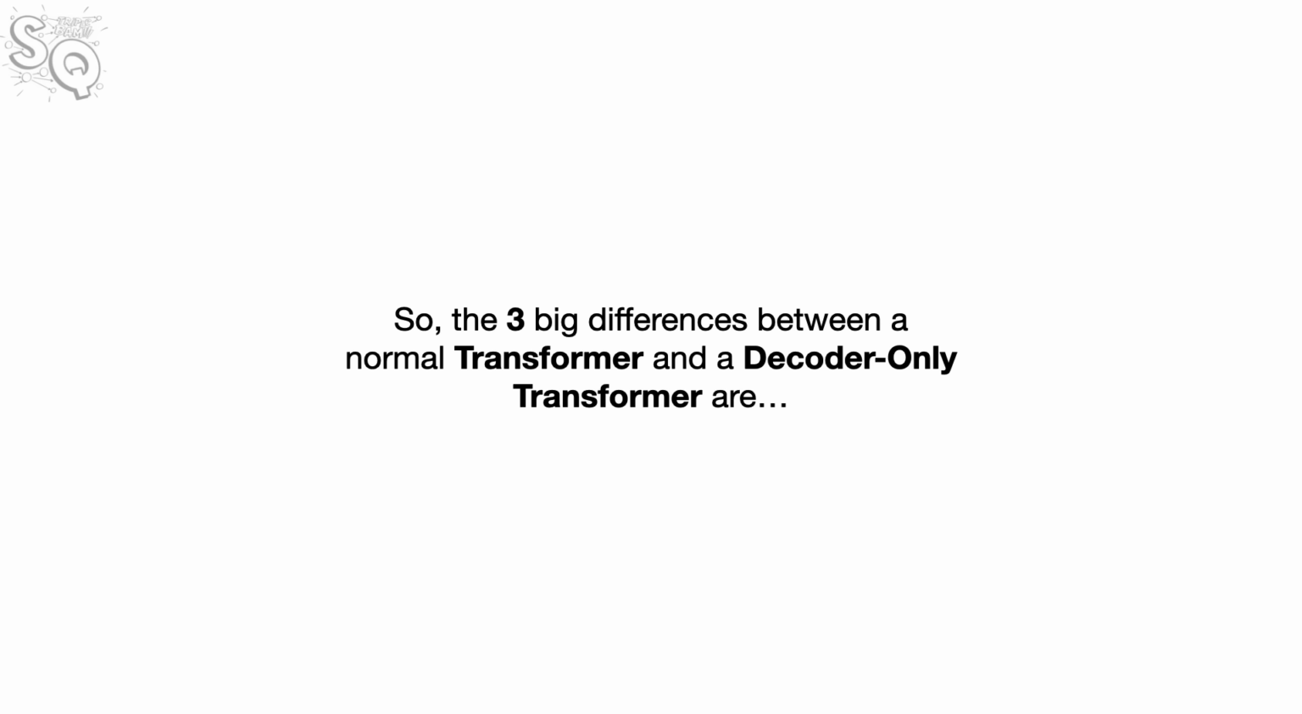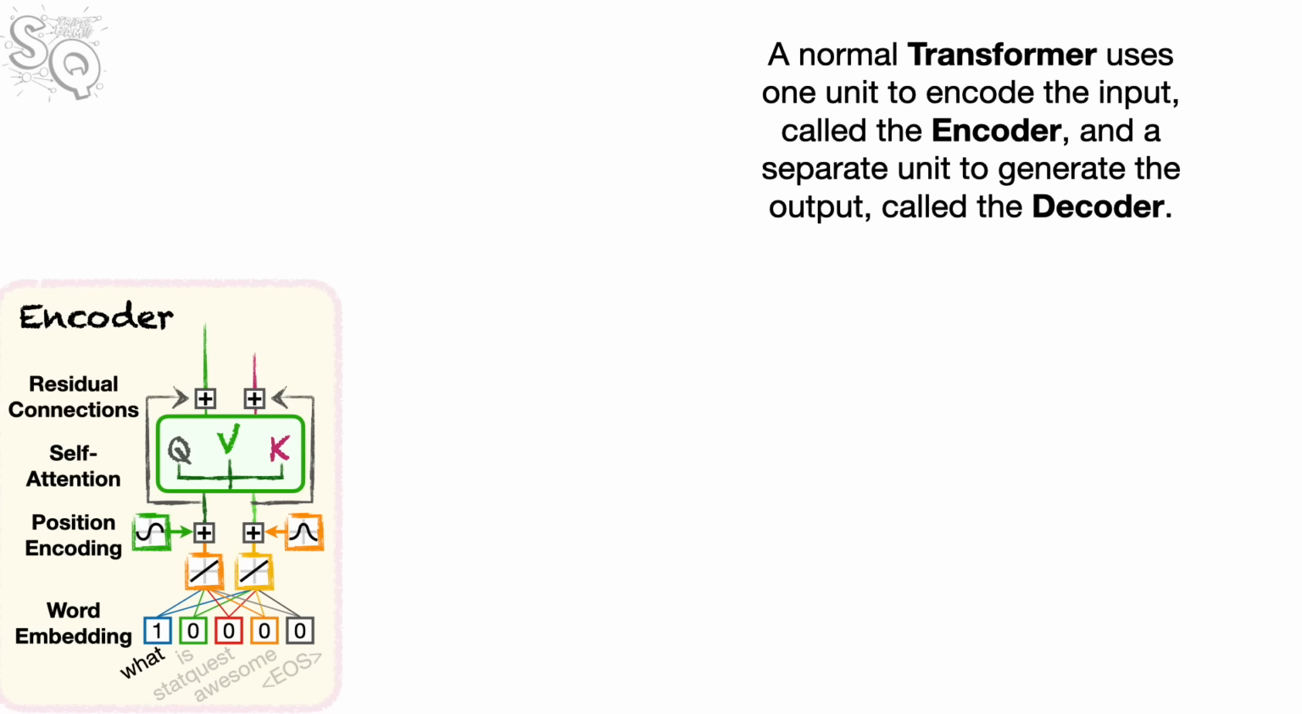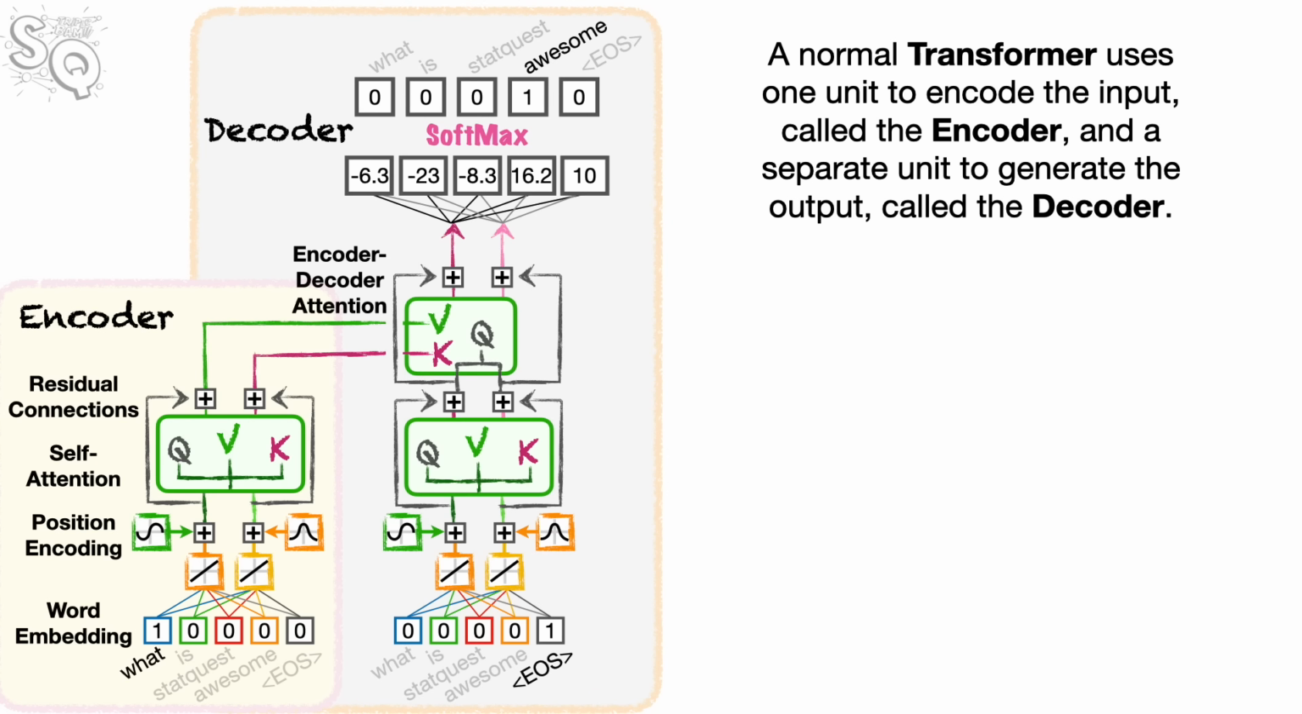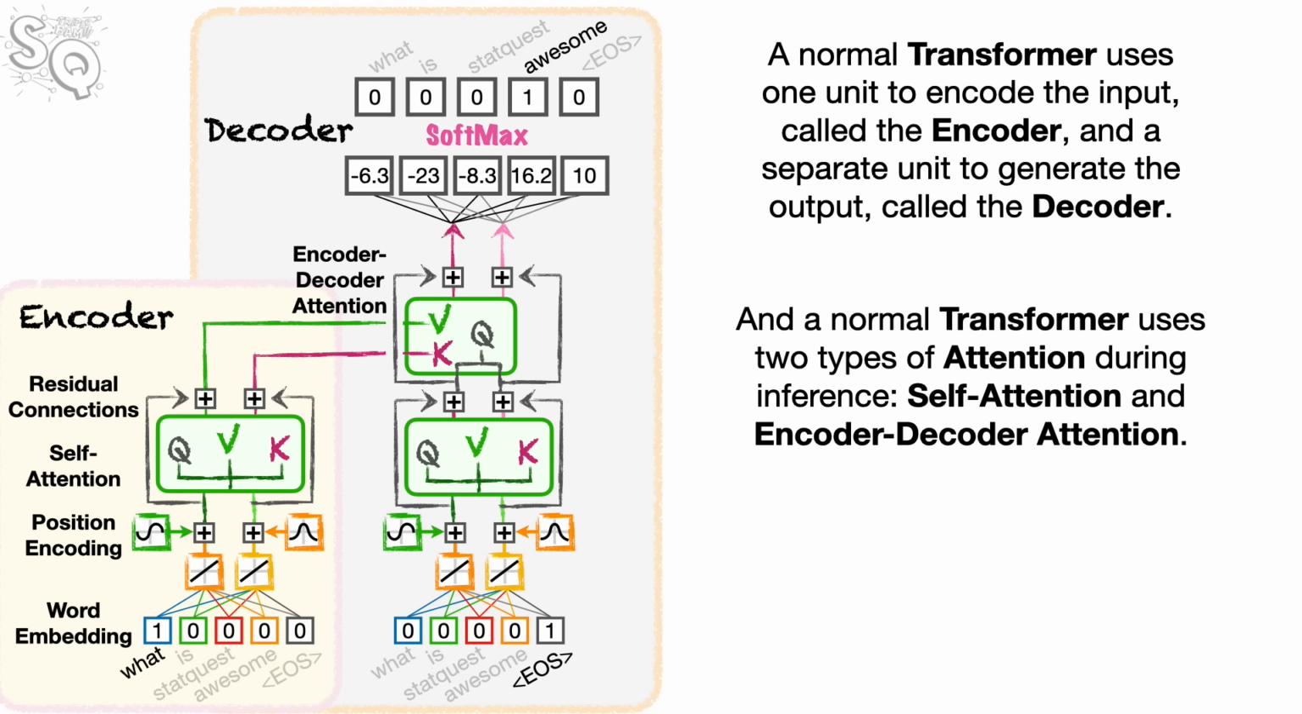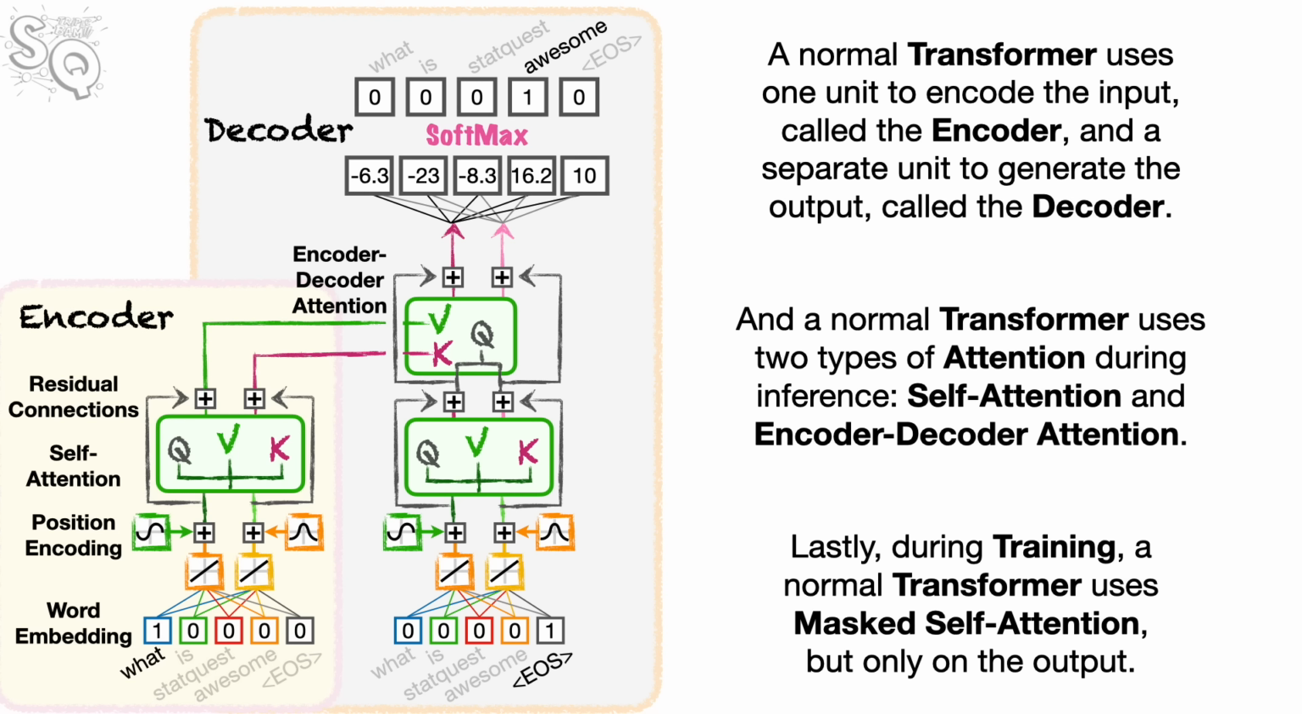So, the three big differences between a normal transformer and a decoder-only transformer are: a normal transformer uses one unit to encode the input, called the encoder, and a separate unit to generate the output, called the decoder. And a normal transformer uses two types of attention during inference: self-attention and encoder-decoder attention. Lastly, during training, a normal transformer uses masked self-attention, but only on the output.